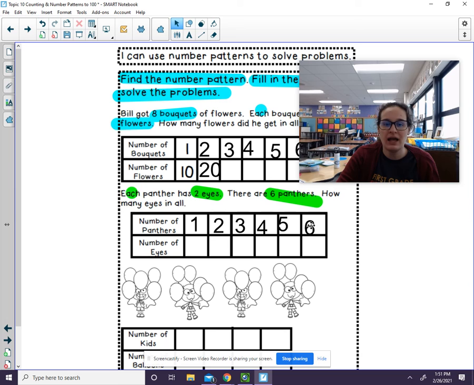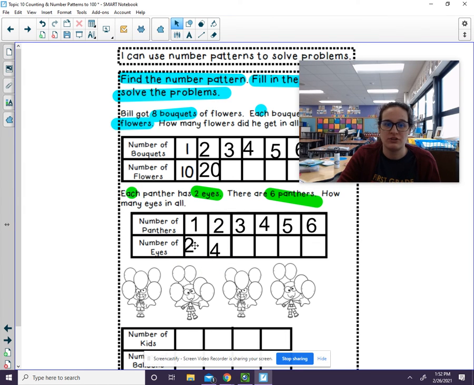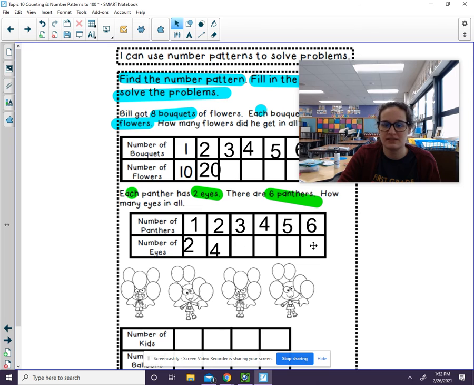Now, how many eyes does each panther have? Well, kind of just like you and me, we have 2 eyes. So we could just count by 2s for number of eyes to solve this. 2, 4, and I'm going to stop right there. You need to fill in the rest. And you'll just need to count by 2.